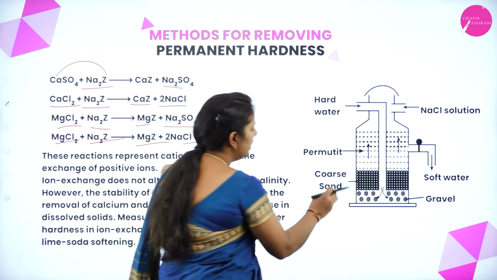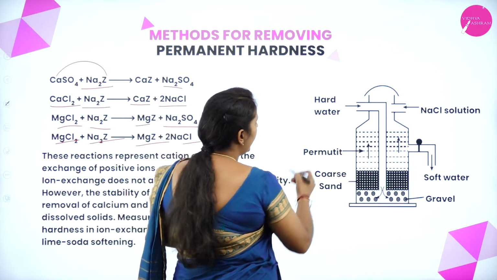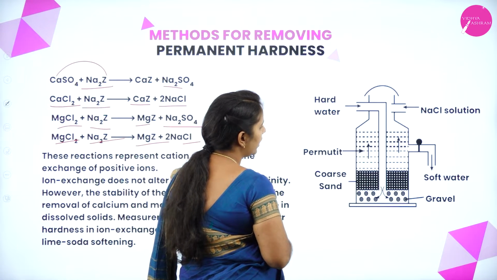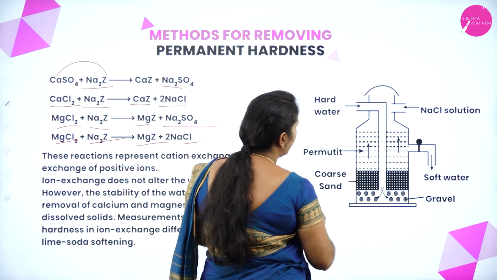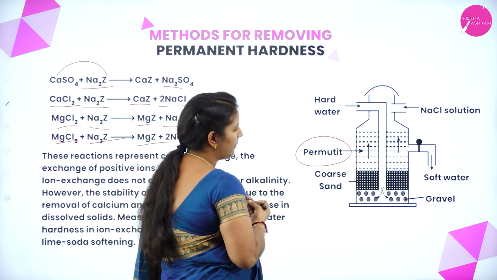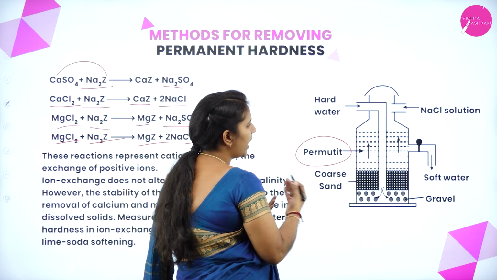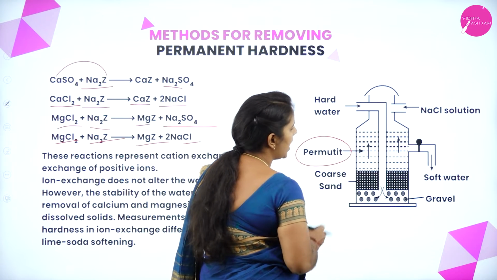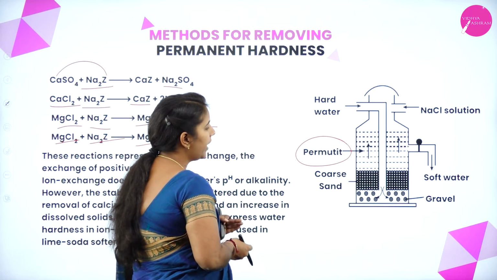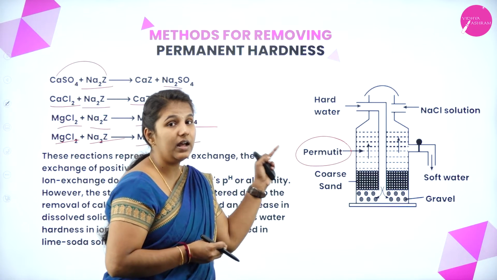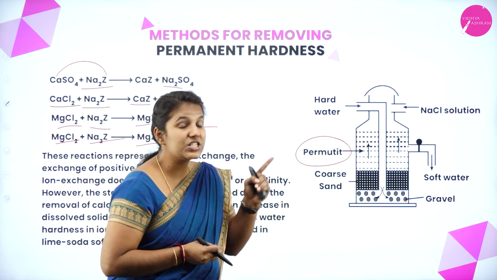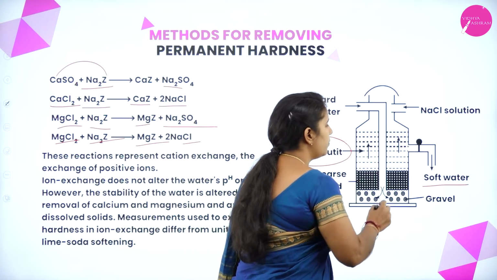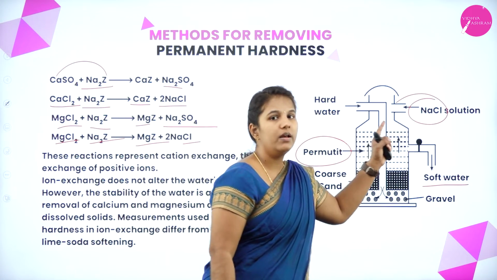You can see that this is an entire chamber where you are going to put the hard water, and you can see that this is the permutit process, where the exchange of the ions will be taking place. Is it right? And you can see that this is an ion exchange resin where the ions present in the hard water get exchanged with the zeolite, forming what? Soft water.